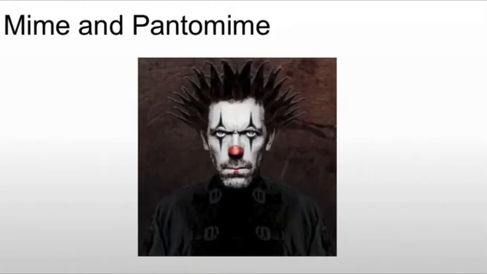Then we have mime and pantomime. Now, mimetic movement suggests the movement of people or animals. So miming refers to the movement of general people or general animals. In other words, not a specific person or a specific animal.